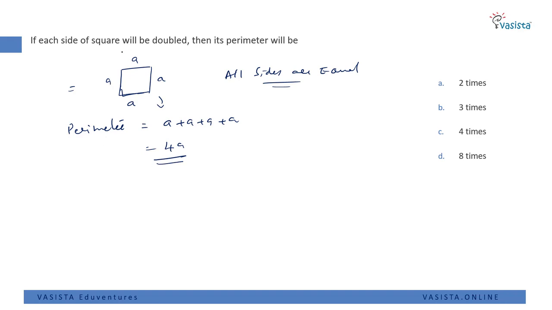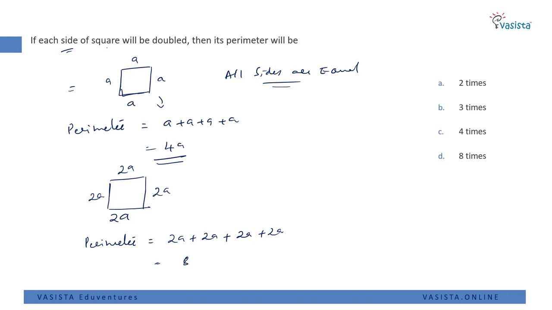Right. So now the question is, if each side of the square is doubled, so let us check out here. Now it is doubled. That doubled means you are going to multiply with 2. That is, A will become 2A. So this is 2A, and 2A. Let me check out now the perimeter of the increased size, that is going to be 2A plus 2A plus 2A plus 2A, which is going to be 2 plus 2, 4 plus 2, 6 plus 2, 8A.